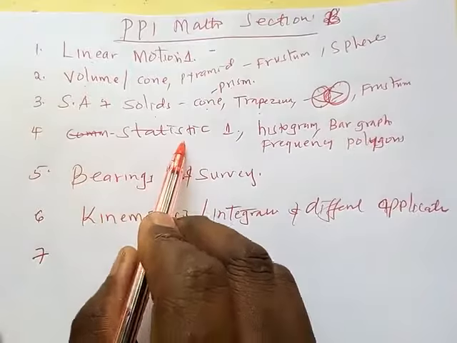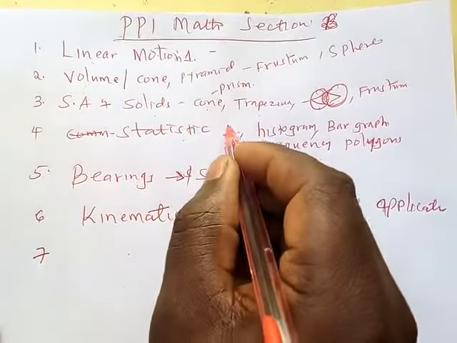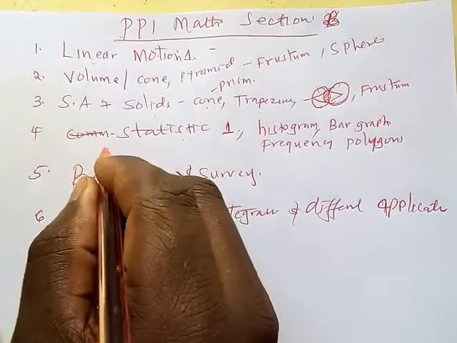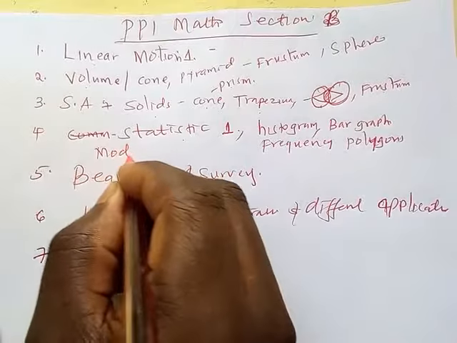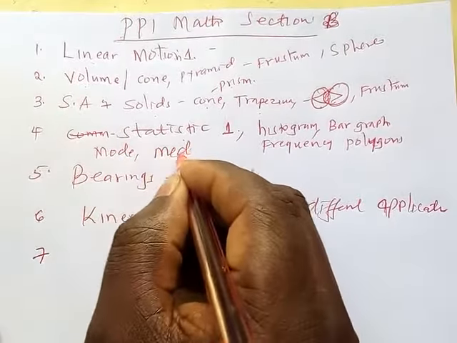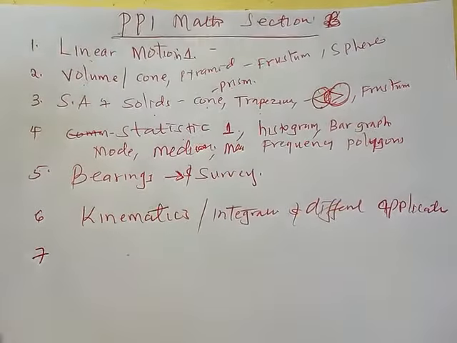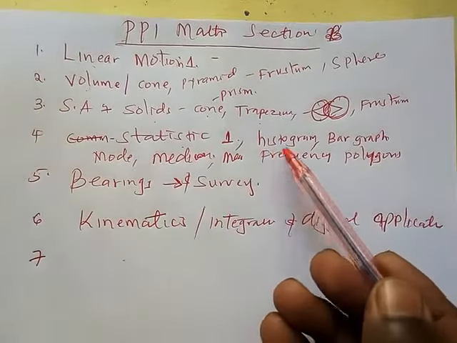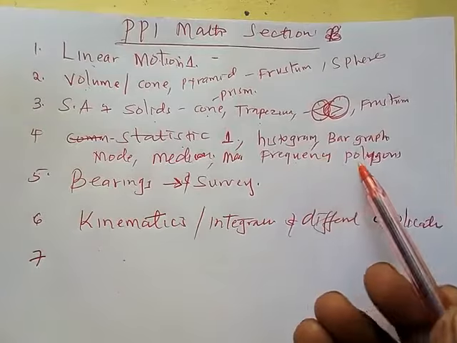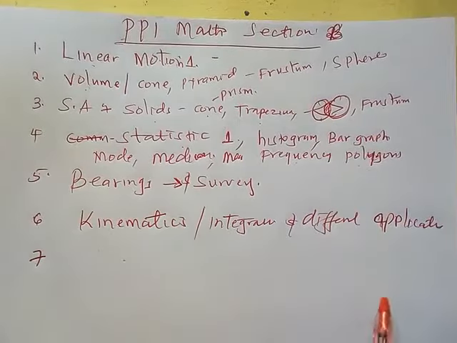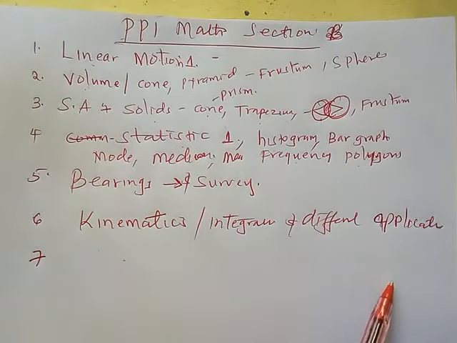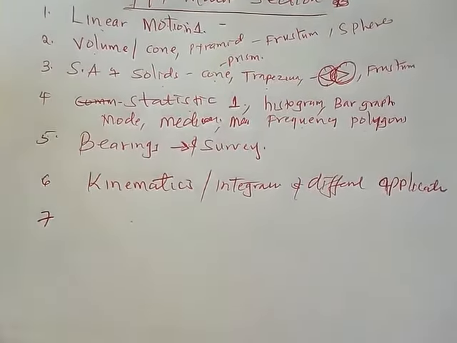Another question is statistics. Statistics 1 only. You should know how to calculate the mode, the median, the mean. After that, you should know how to draw a histogram, the bar graphs, the frequency polygon. So those are the things you must know before you go to paper 1 mathematics.